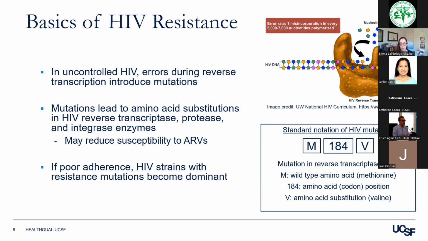When you have a mutation in that codon, it often goes from an M to a V, which is a valine amino acid. So you have an amino acid substitution, which becomes clinically relevant because that reduces the effectiveness of many of our drugs that target reverse transcriptase.